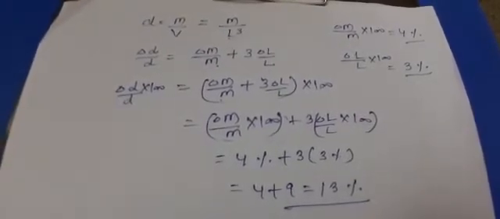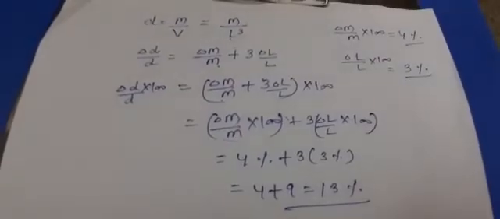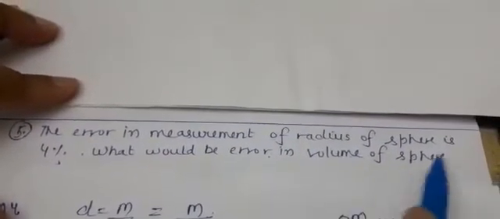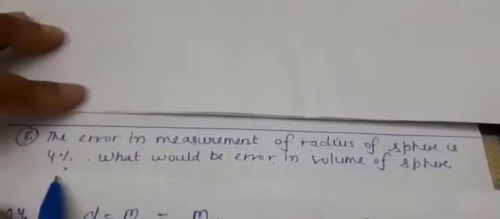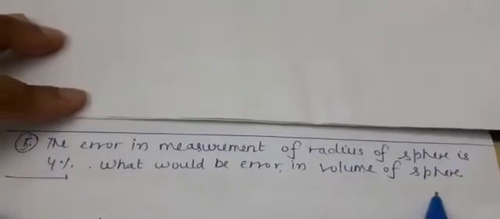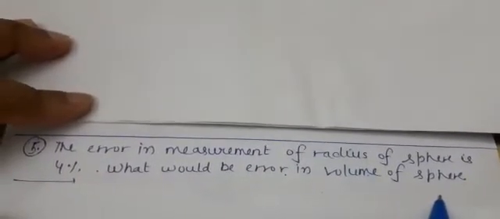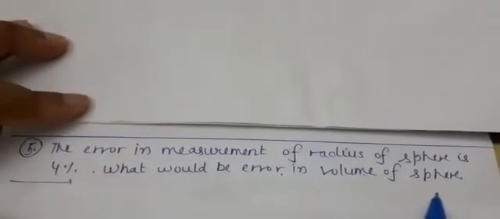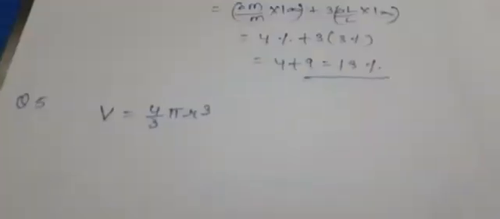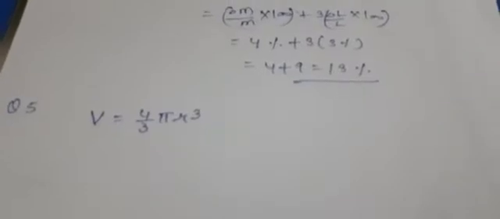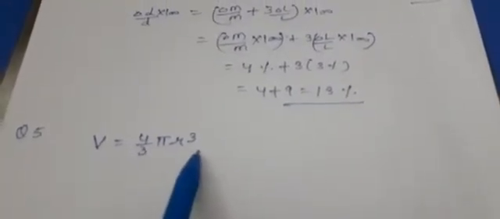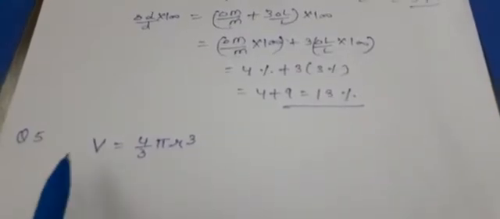Now let me take another numerical problem. Here, the error in measurement of the radius of a sphere is 4%. What would be the error in the volume of the sphere? The error in the radius of the sphere is given and you have to calculate the error in volume of the sphere. Now we know the volume of a sphere is given by 4 by 3 pi r cube. Now we have to calculate the error in the volume of the sphere.